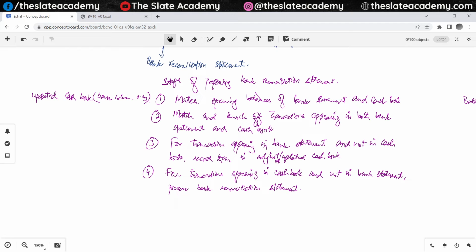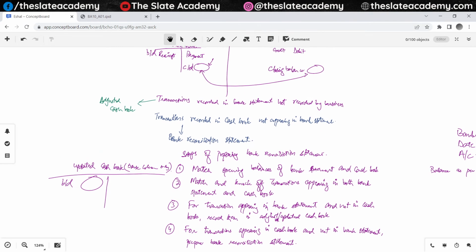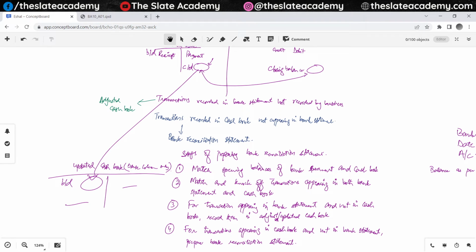Now in this updated cash book, I will have the brought down balance, which was actually the carried down balance of the previous cash book that I had. So this carried down balance would be brought down over here, and thereafter I will record the new transactions which were there in the bank statements and which I had missed to record. And now I will have another carried down balance, which would be the one that appears in the bank reconciliation statement.